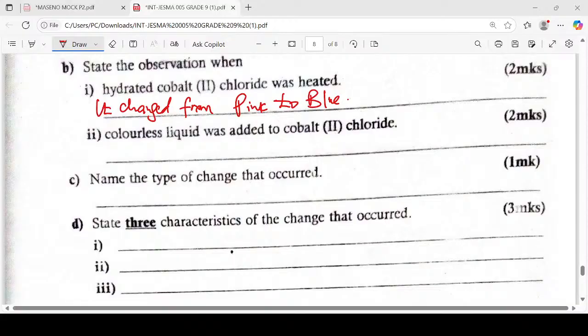Name the type of change that occurred. So the type of change. So you, okay. What you learn is that, sorry for that interrupt I was having.